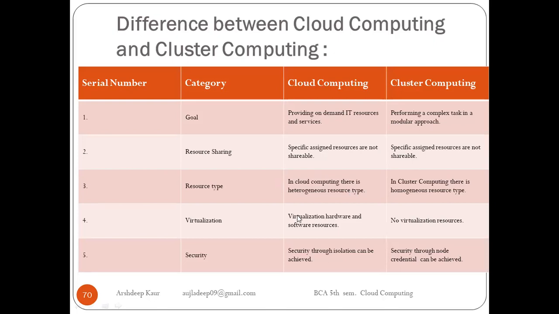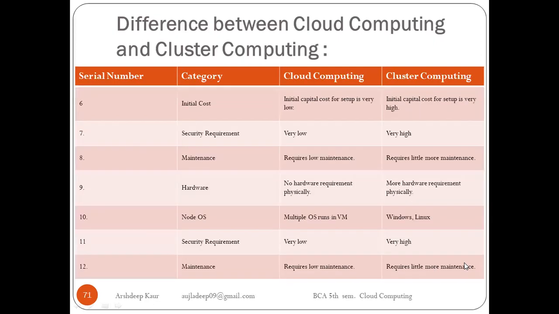Resource type. Heterogeneous types of resources in a cloud, meaning different types of resources. Cluster means homogeneous, similar. That's why the resource type is also homogeneous. Virtualization: hardware and software virtualization is possible in cloud. No virtualization of resources in cluster computing. Next is security. Security through isolation can be achieved in cloud computing. Security through node credentials can be achieved in cluster computing. It means security is present in both.